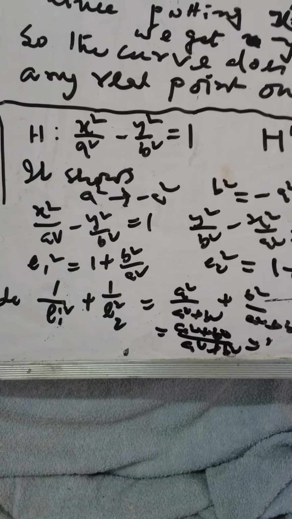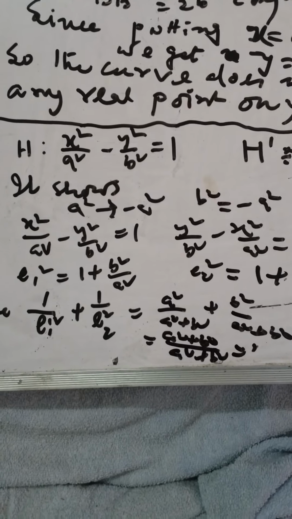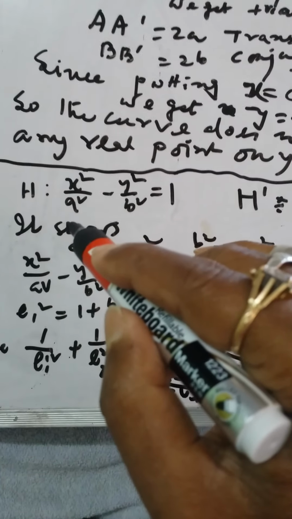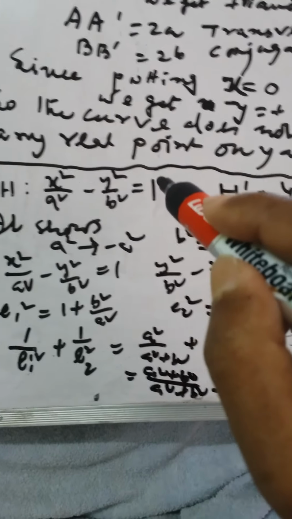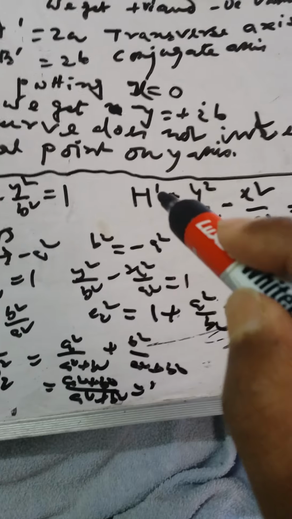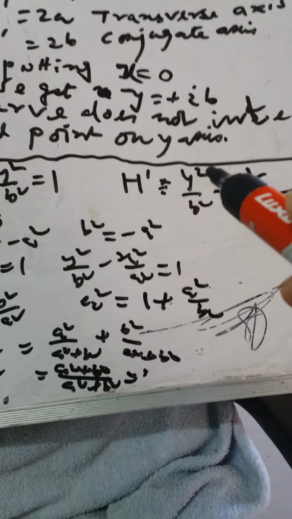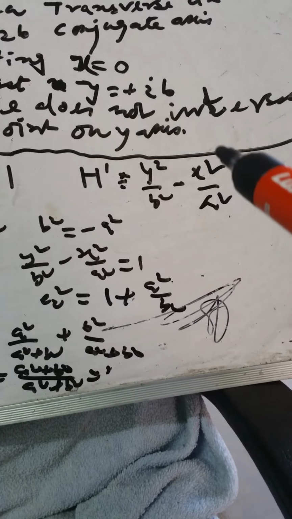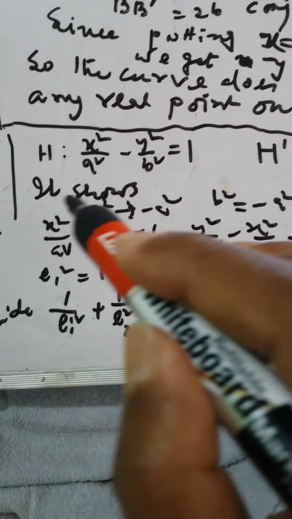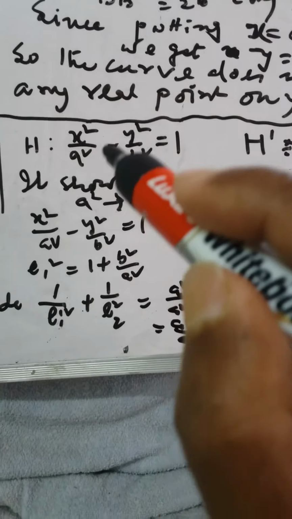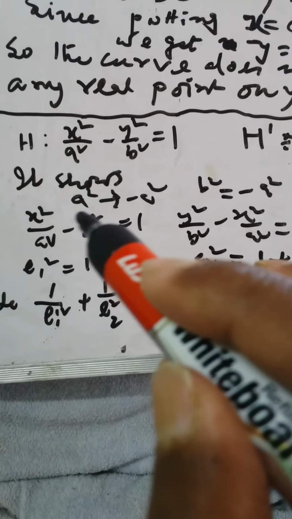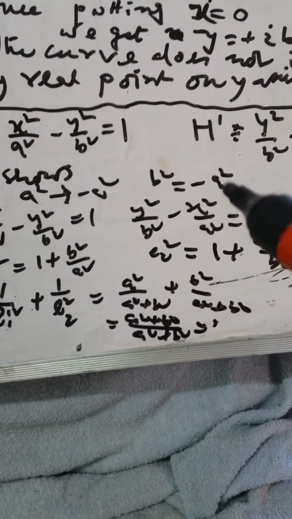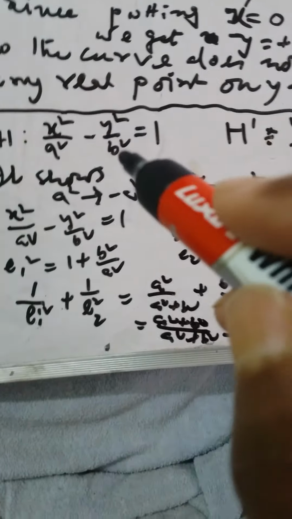What is the conjugate hyperbola? If x square by a square minus y square by b square equal to 1 is the hyperbola, then the conjugate is y square by b square minus x square by a square equal to 1. It shows a square equal to minus a square, b square equal to minus a square. If we put that here, we get this.